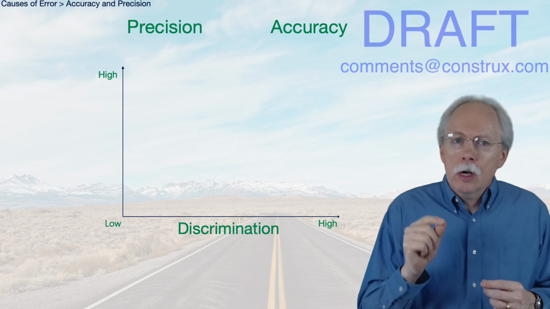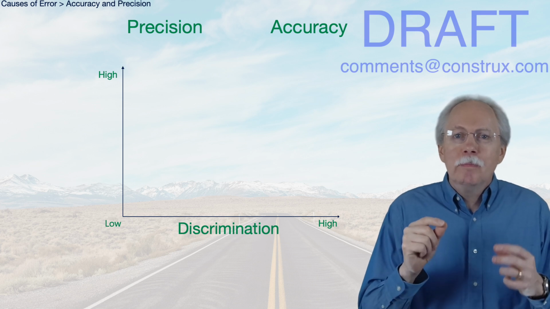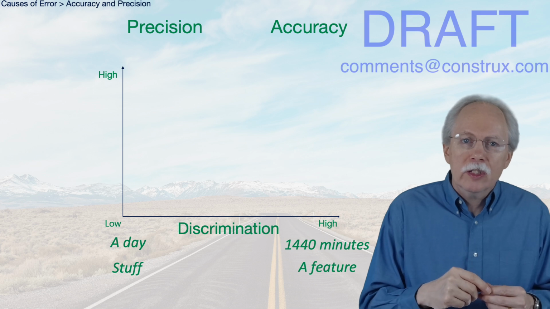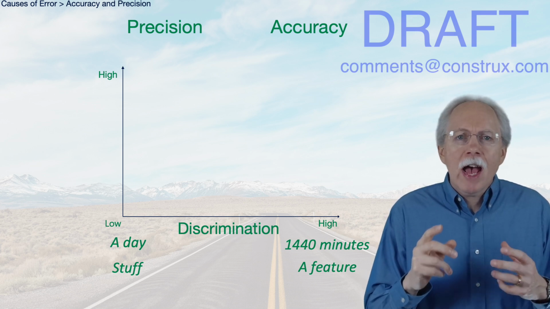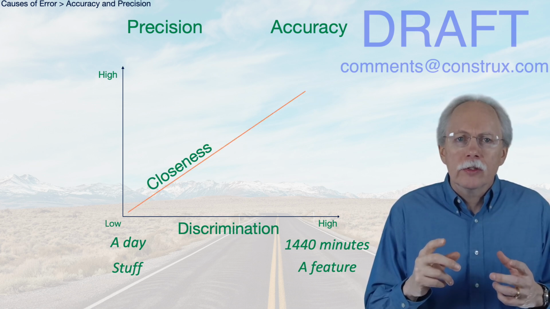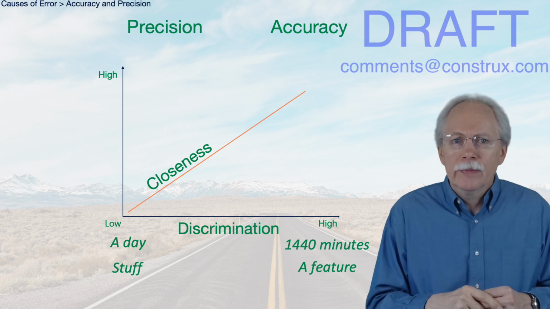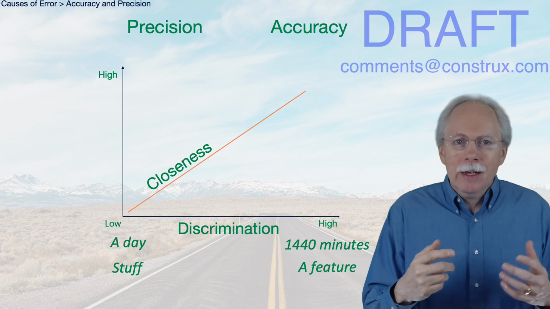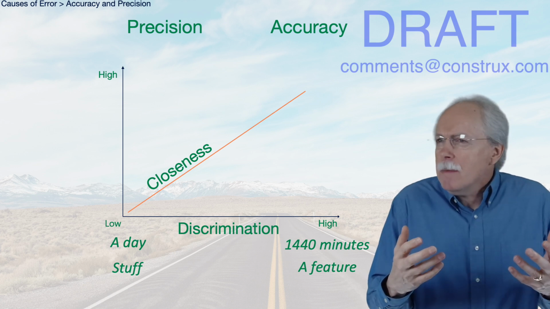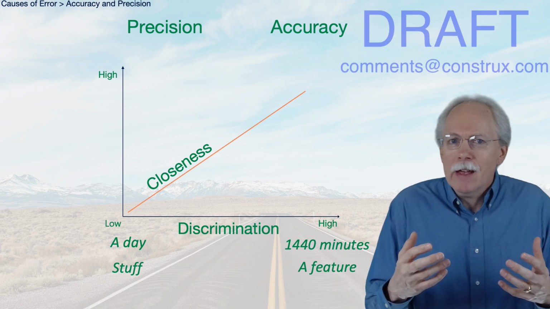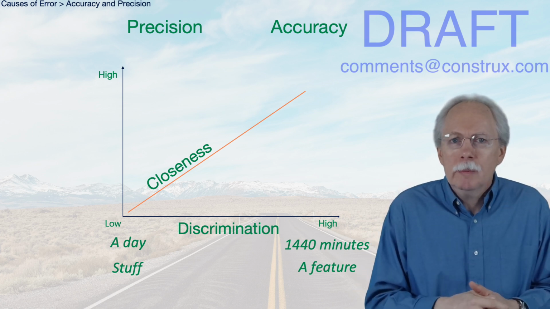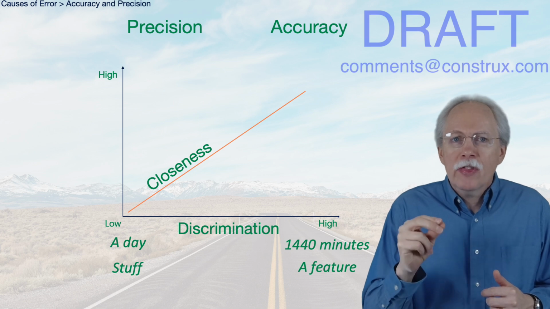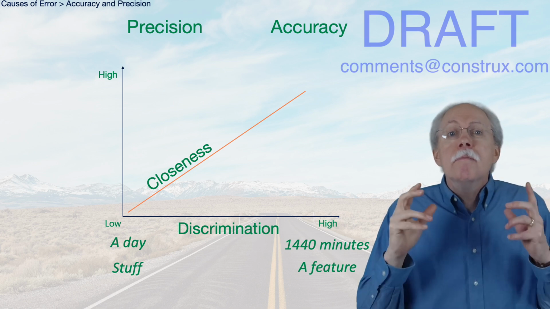To remind ourselves, low discrimination is big chunks, like a day versus a minute, or stuff versus a feature. First, let's look at how accuracy as closeness increases as we increase discrimination. If I said it would take a day to do and it came out in a day, yeah, you would say I was pretty accurate, but you would not be impressed by that word day I gave because it gave me so much wiggle room to be close. If I say it would take me 1,440 minutes and it took me 1,440 minutes, you'd be much more impressed.